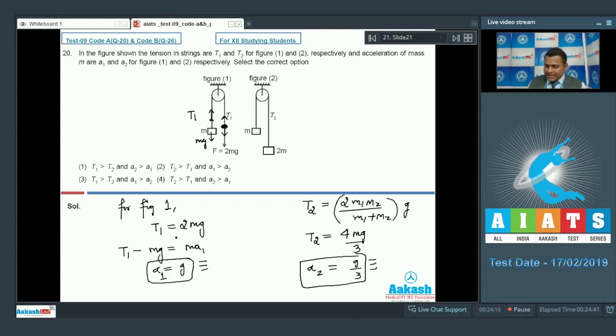So here T1 is 2 mg, T2 is 4 mg by 3. T1 is greater than T2. This is clear. And the acceleration in situation 1 is g. On the other hand, the acceleration in situation 2 is g by 3. So A1 is greater than A2. T1 is greater than T2. We will go with option number 3. Now let us proceed to the next question.